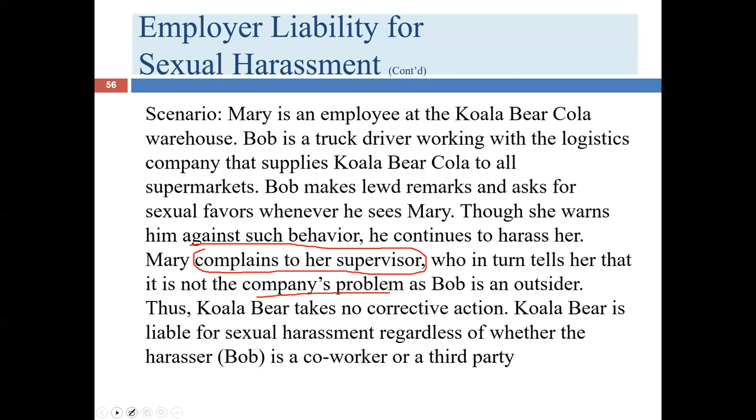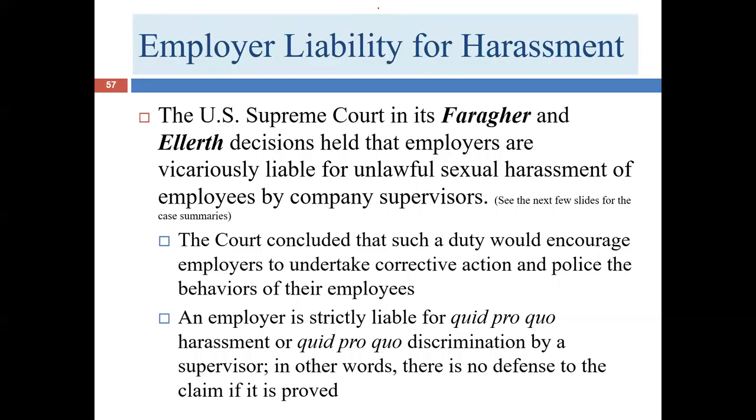Okay, obviously Faragher and Ellerth are U.S. Supreme Court decisions, and they held that employers can be vicariously liable. And again, let's just reflect on our other two words for this, respondeat superior and strictly liable. As we said, they can be liable for the unlawful sexual harassment of employees by company supervisors. And the reason this liability exists is so that employers are motivated to train and to monitor the behaviors of their supervisors.